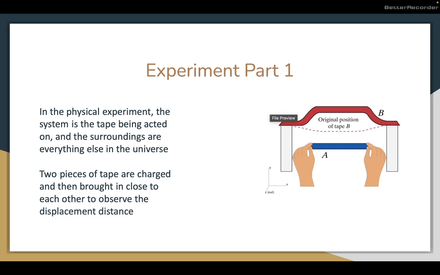So part one of this experiment was the physical part, and the system is the tape being acted on, or the tape in this picture B, and the surroundings are everything else in the universe, including tape A. The two pieces of tape are charged by quickly ripping them off of the table, and this causes charge to move onto the tape, and then these two charged tapes are brought in close to each other to observe the displacement distance.